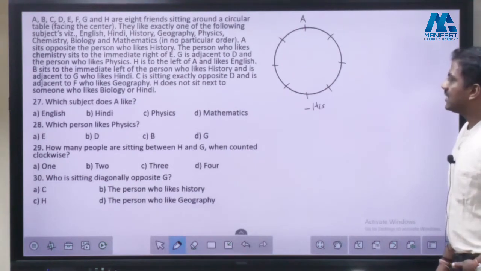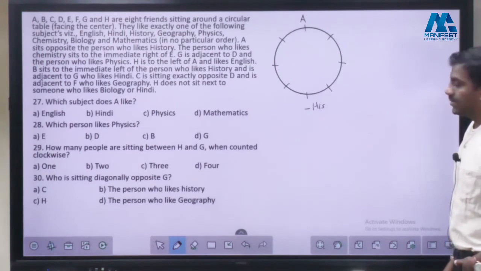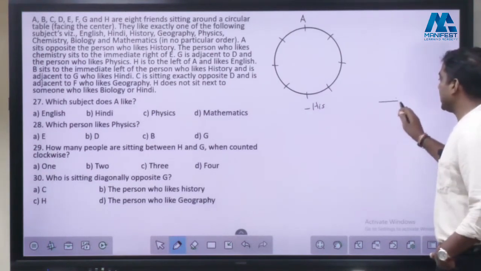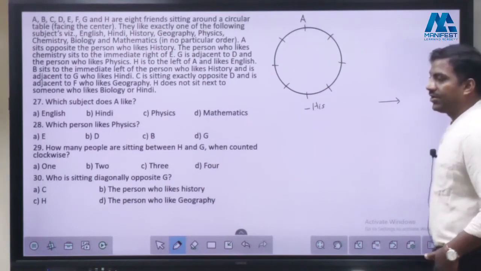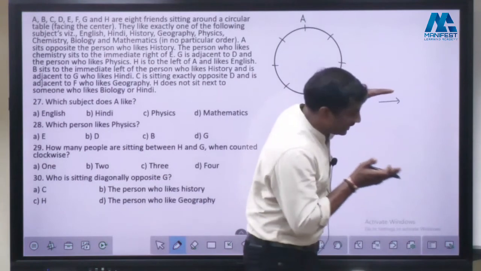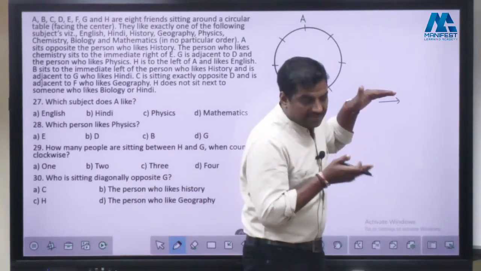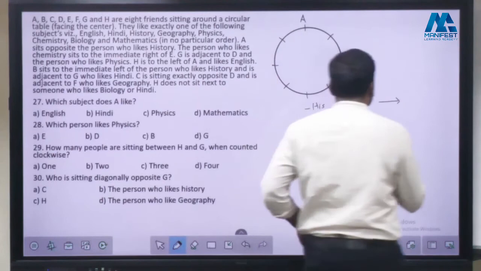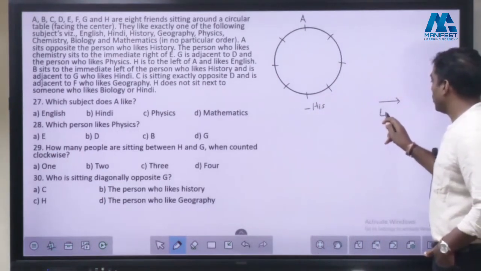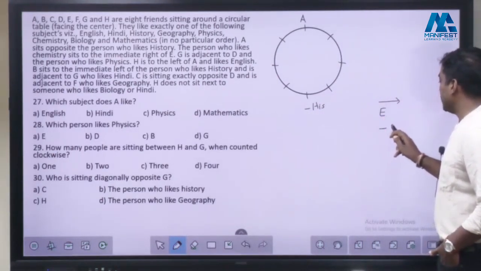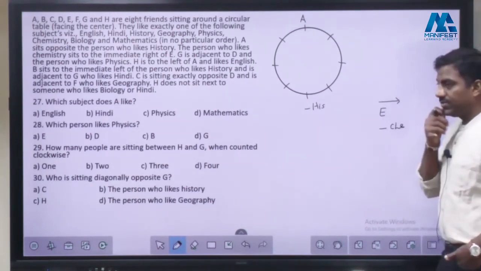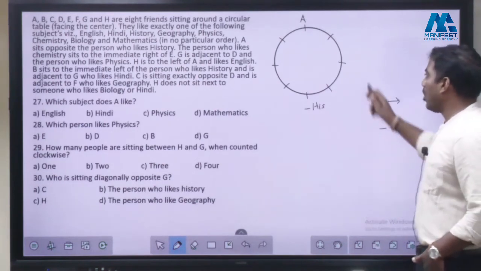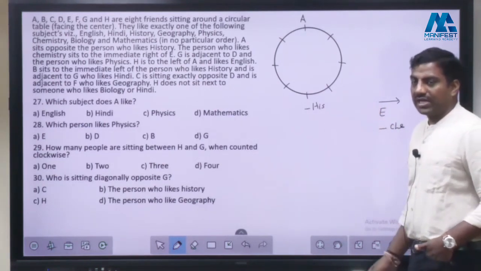The person who likes chemistry sits to the immediate right of E. E, I don't know where he sits, so take the direction like this. The person who likes chemistry sits to the immediate right of E. These persons are seeing like this. So if I take E here, I'll take one more person who likes chemistry. But you don't have any common connect. You cannot club the diagrams now.